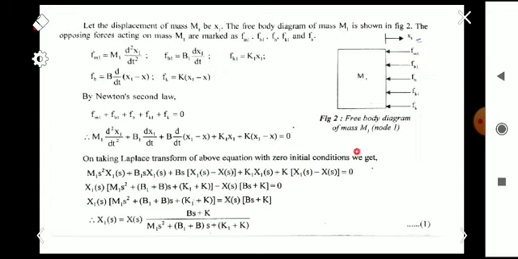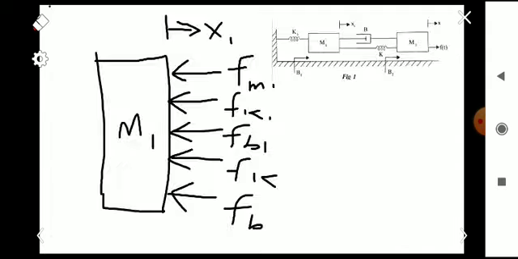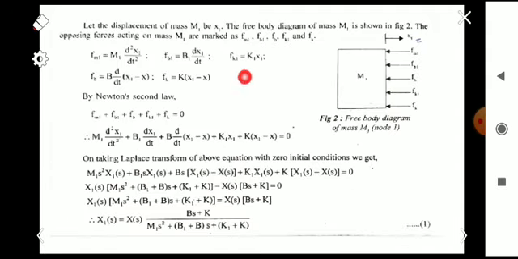So this is the free body diagram, and from it we can write the force balance equation as always: applied force is equal to opposing force. Here the applied force is 0, so adding all the opposing forces, Fm1 + Fb1 + Fb + Fk1 + Fk = 0. Now we can find each term. Fm1 will be m1 d²x1/dt², where m1 is the mass and x1 is the displacement here. Fb1 acts only on the first mass, so Fb1 will be b1 dx1/dt, and Fk1 will be k1 x1.